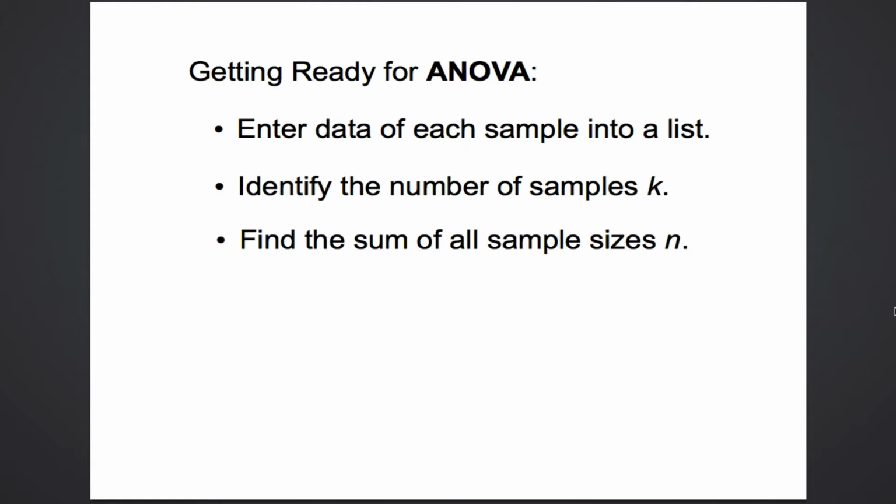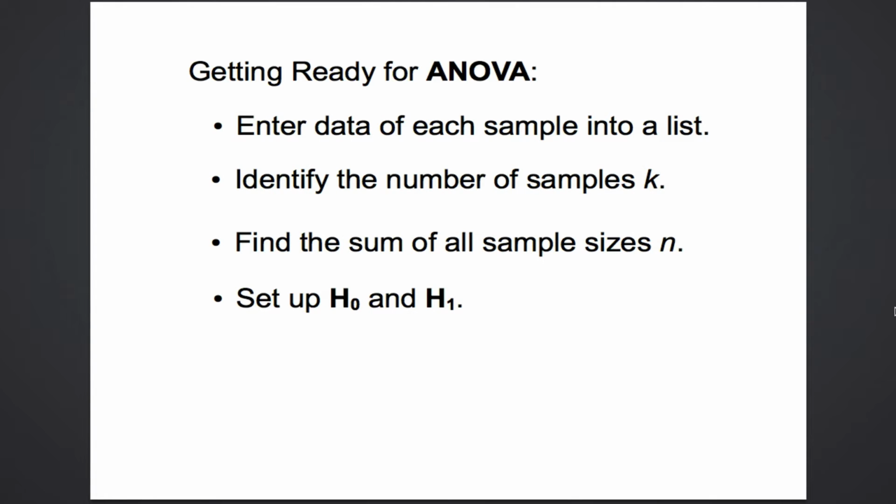We're going to find the sum of all sample sizes, and we're going to refer to that as N. Different samples don't have to have the same sizes. They can have the same sizes, but they can also be different. So sample 1 could be a sample of 20, sample 2 could be a sample of 15 elements, and sample 3 could be a sample of 22 elements. So N will be the sum of all sample sizes.